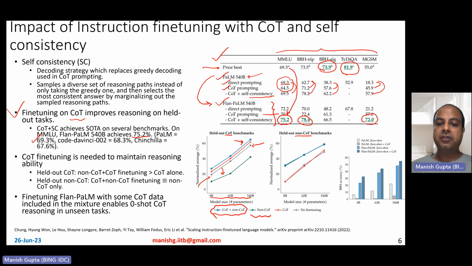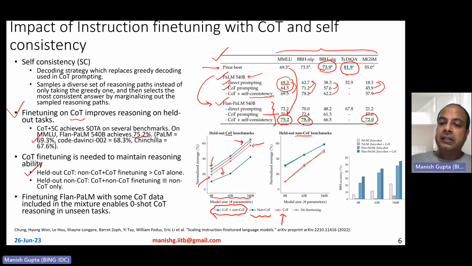Okay. But the moment you add just a couple of those COT based tasks while fine tuning, your accuracy improves. The blue line is better than the green line for sure, or the gray line, as well as the red line, which just uses COT only tasks for fine tuning. So on this held out set, we observe that non-COT plus COT fine-tuning is better than COT alone, and clearly non-COT plus COT fine-tuning is better than no fine-tuning or non-COT fine-tuning.